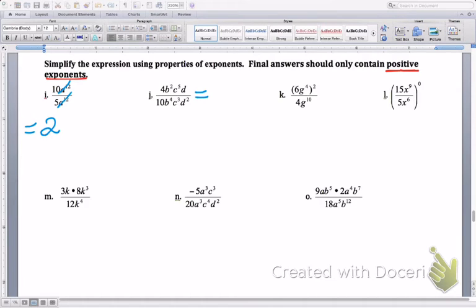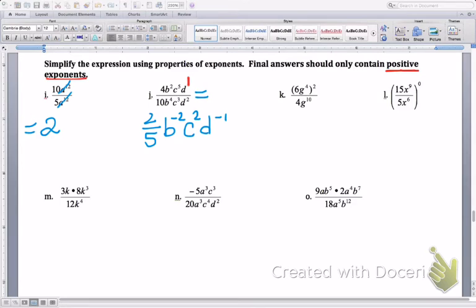Next one, we're going to take our 4 and 10 and reduce them. I can divide these by 2, so it's going to be 2 over 5. Now for the b's, we're going to subtract the powers. 2 minus 4 is negative 2. For the c's, I'm going to subtract the powers using the quotient rule again. 5 minus 3 is 2. And for d, we're going to subtract the powers, remembering that it has an invisible 1 on it. So we're going to have 1 minus 2, which is negative 1.